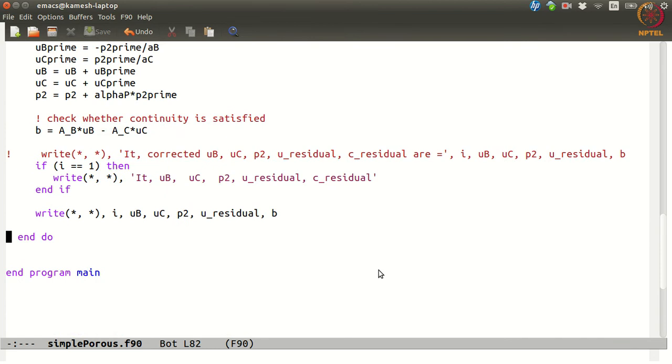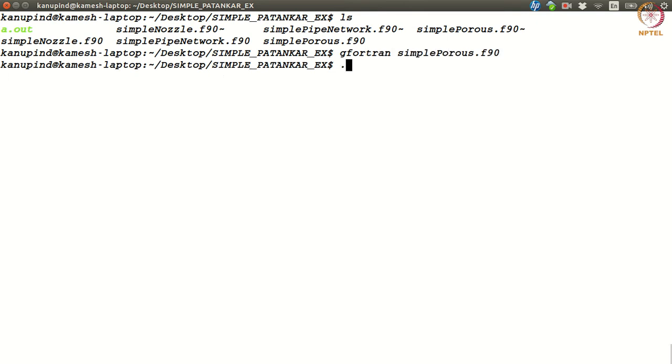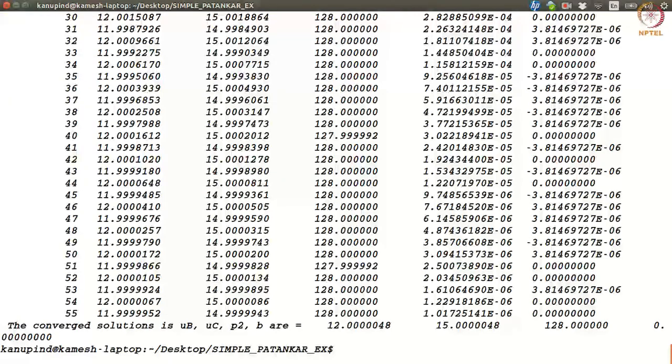Now let us look at running this program. This is simple porous. So I have these programs here. I use Fortran simple porous.f90, and then I run it. Okay, it took 55 iterations.